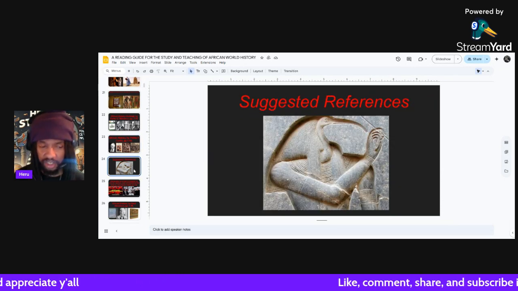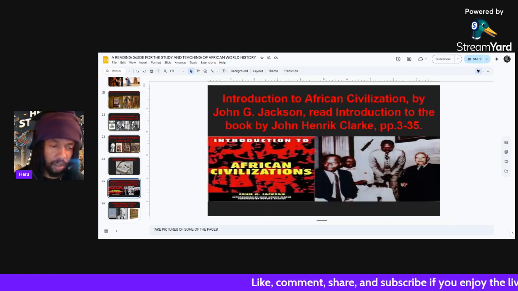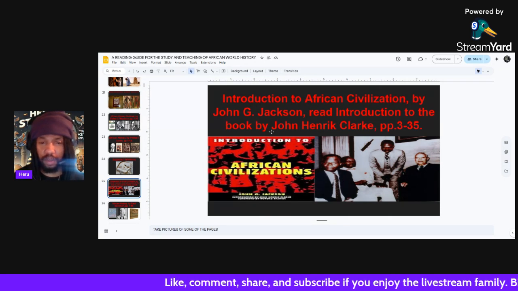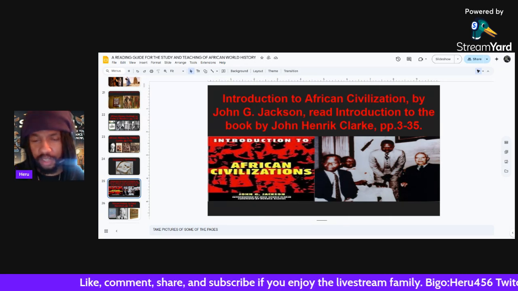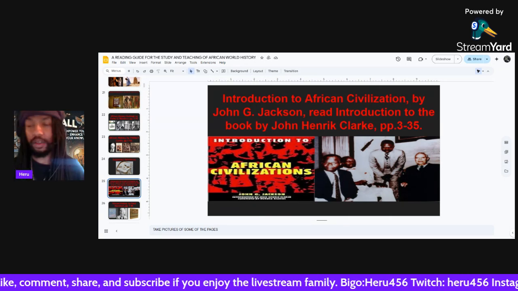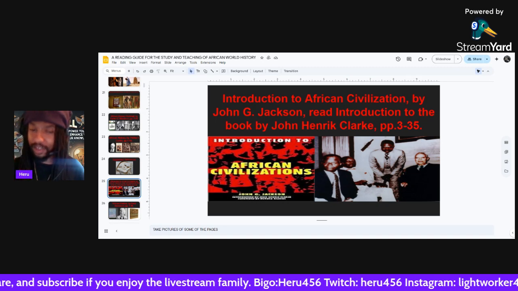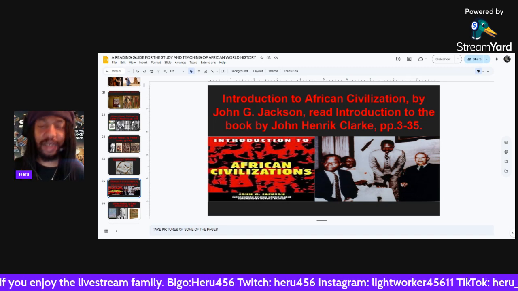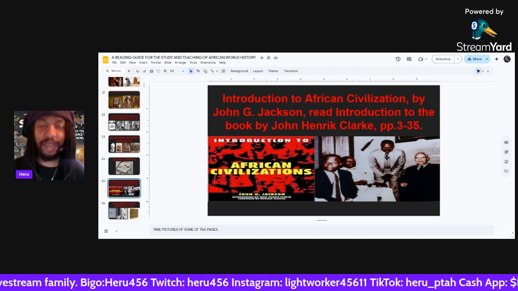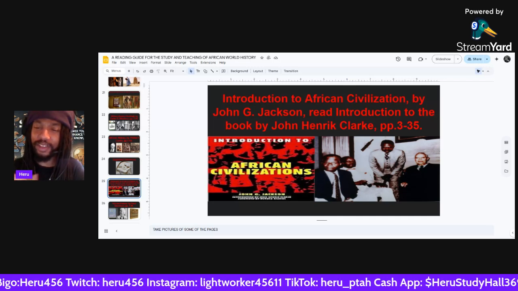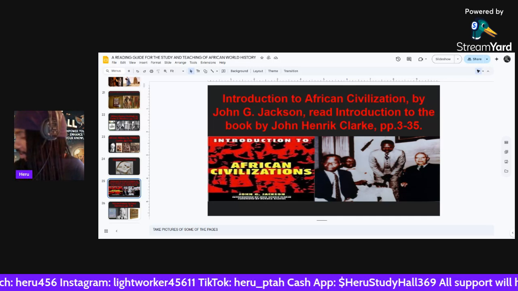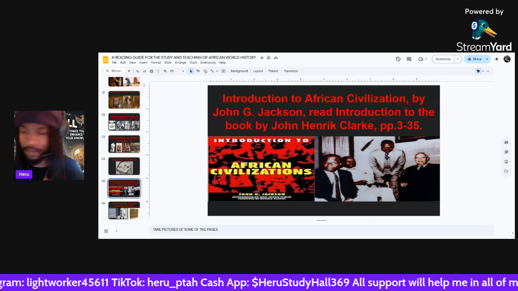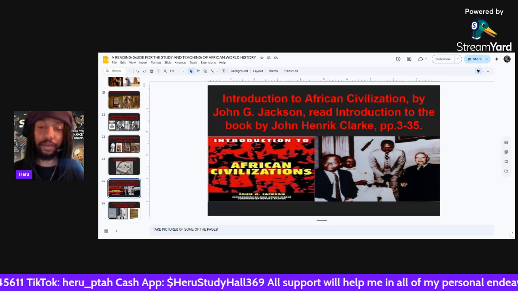Now here are some suggested references. I have this book right here, and I read the introduction, but I'm going to reread it. Introduction to African Civilizations by John G. Jackson is an amazing book. It's a great read. There's so much information in that book. I ain't even going to spoil it, but yeah, pages 3 to 35.